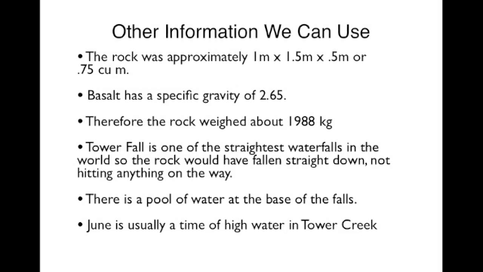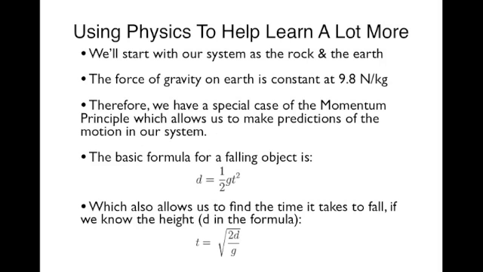Other information we can use. The rock was approximately 1 meter by 1.5 meters by half a meter, so that would be 0.75, or 3/4 of a cubic meter. Basalt has a specific gravity of 2.65. Therefore, the rock weighed about 1,988 kilograms. Tower Fall is one of the straightest waterfalls in the world, so the rock would have fallen straight down, not hitting anything on the way. There is a pool of water at the base of the falls, and June is usually a time of high water at Tower Creek. We can also use physics to help learn more.